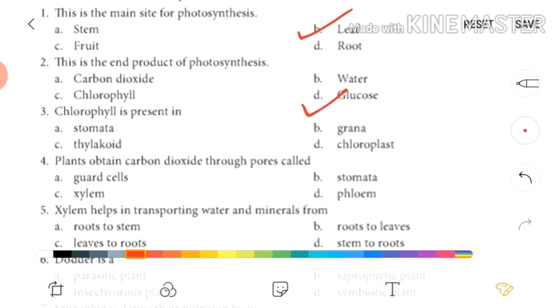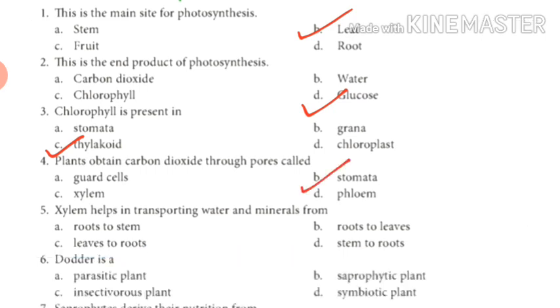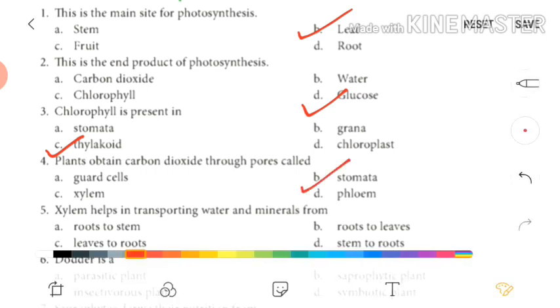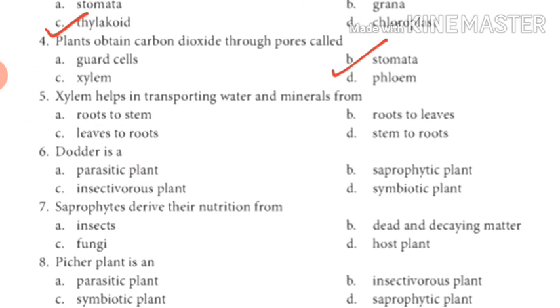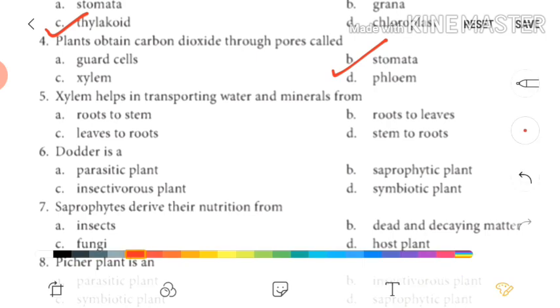Third one, chlorophyll is present in thylakoid, right? Now fourth one, plants obtain carbon dioxide through pores called as stomata. During the day stomata will open and during the night stomata will be closed, so there will be loss of water through stomata. Gases will be exchanged in the stomata.